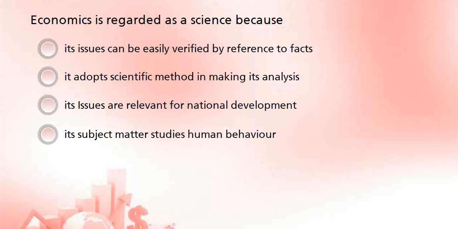Question number 1 says, economics is regarded as a science because A, its issues can be easily verified by reference to facts. B, it adopts scientific method in making its analysis. C, its issues are relevant for national development. D, its subject matter studies human behavior. The right answer is B. It adopts scientific method in making its analysis. That is why economics is regarded as a science.